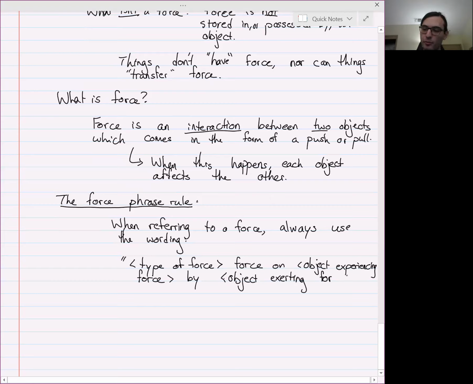So as an example, if I were to drop this pen, the force on that pen would be gravitational force on this pen by the Earth. That's how you use the force phrase. So whenever you're talking about a force, please use that language. I'm actually going to explicitly ask you on this next homework, and perhaps on an exam in the future, to describe each of the forces using the standard force phrase rule. So make sure that you remember this.